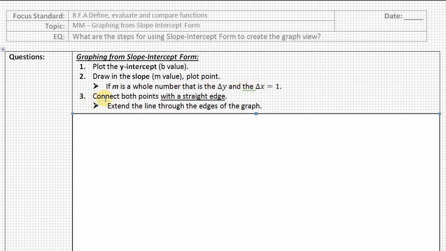And then for our third step, we're going to connect both points with a straight edge. We want to make sure that we extend the line when we connect those points all the way through the edges of the graph. We don't want to stop just from the y-intercept to our next point and just connect those 2 parts. We want to go all the way through to the edges of the graph so it can help us predict values and look at the behavior of that linear relationship. So those are the 3 steps. Let's go ahead and take a look at our first example.